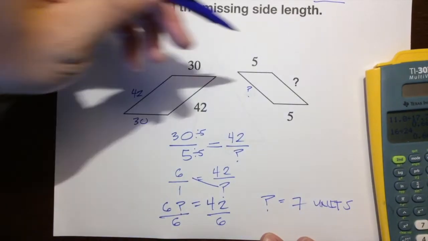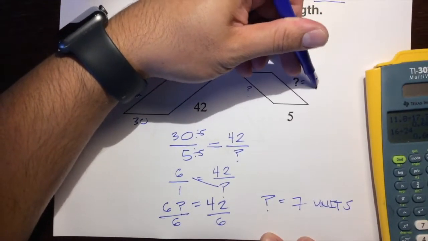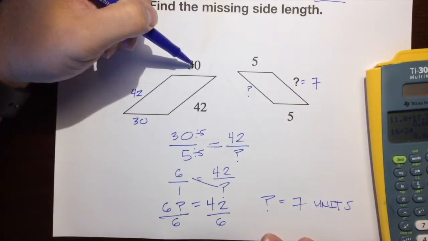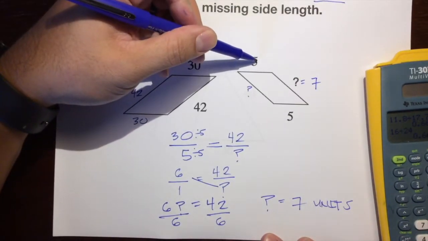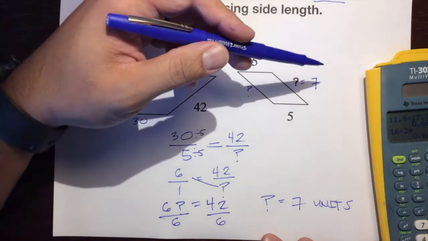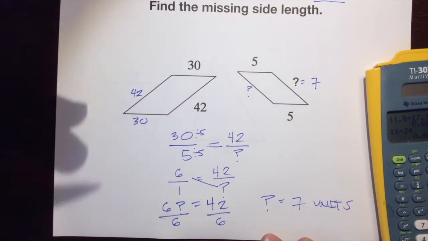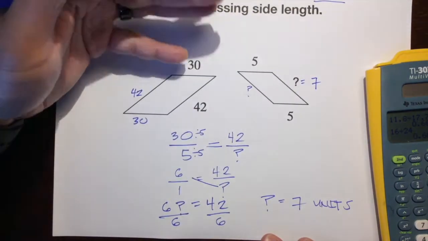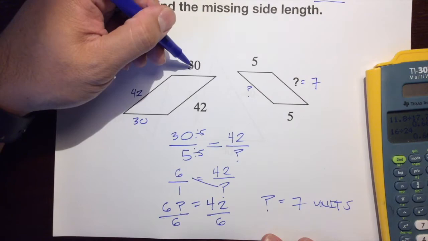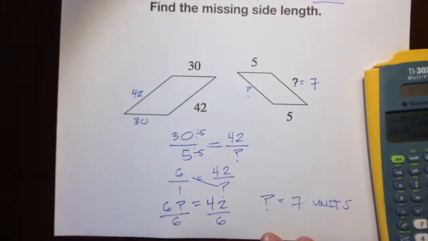So there we go. And if you notice, 30 is 6 times as long as 5. So 42 is 6 times as long as 7. So it follows that they're similar, that every side has been dilated by the same scale factor. 6 times as long? 6 times as long. Okay.